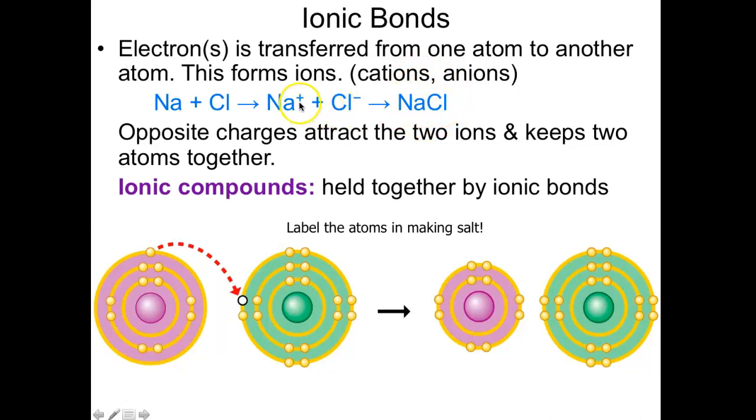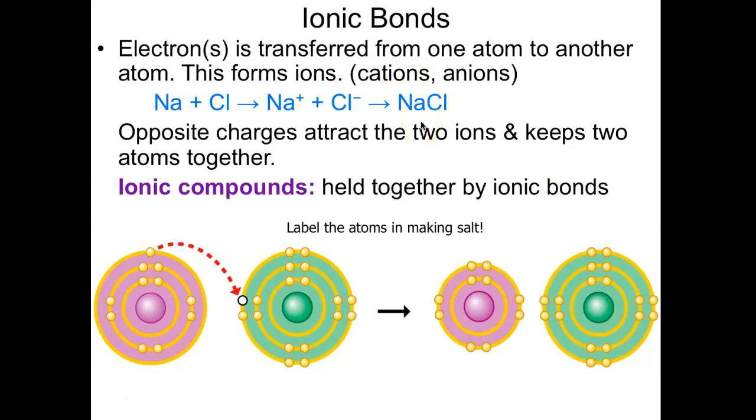An ionic bond means that the opposite charges on these different atoms cause them to stay together. The other thing you want to remember with ionic bonds is that the electron is completely stolen from one atom and taken in by the other atom. Okay. So ionic compounds are held together by ionic bonds. So salt is an ionic compound.